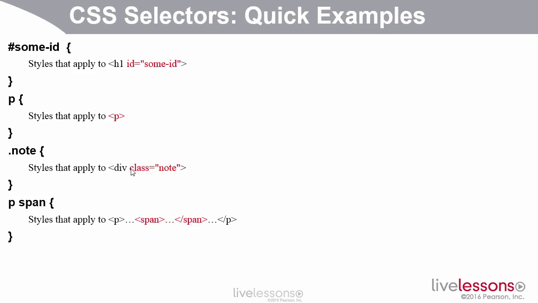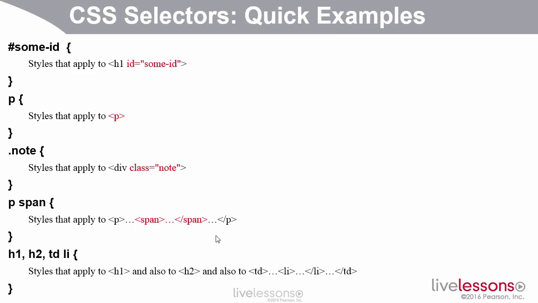If you have spaces, it means nesting. So P space span means those styles apply to spans, but not necessarily to all spans in the page, only spans that are inside of a P, although they don't necessarily have to be directly inside. They could be inside a div that's inside the P, so they could be nested. So space means nesting, but not necessarily direct nesting. And then you can use commas for or.